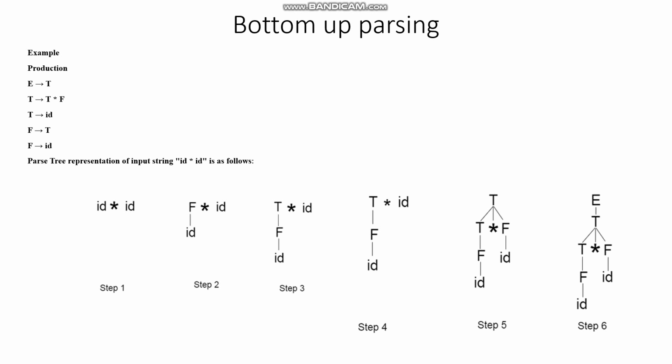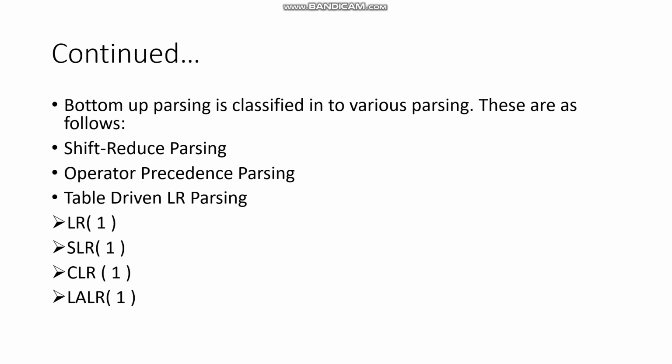So ID into ID. First the leftmost ID will be assigned to F, F gives ID, so ID will be replaced by F. After that F gives T, so F will be replaced by T. On the right side we can say the same thing, ID is represented by F, then once again F gives ID, T gives T into F, so that is replaced, and finally E gives T. At step number 6 we have arrived at E gives T. This was one example for bottom up parsing.